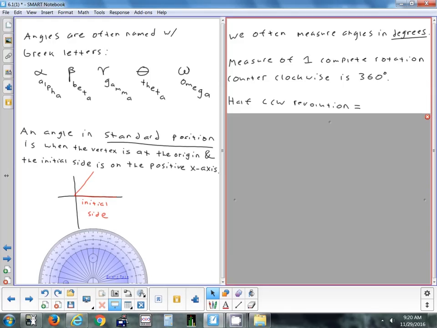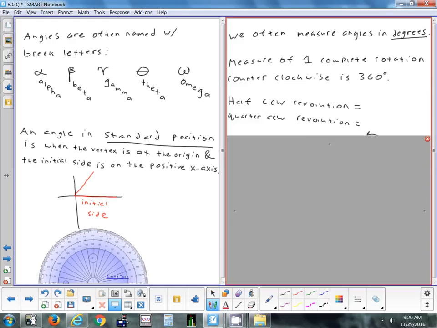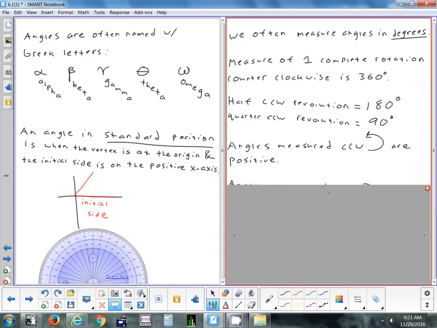Okay, so I already kind of did this, but if you went halfway counterclockwise, how many degrees would that be? 180. Okay, so that would be 180. And if you went a quarter revolution counterclockwise, how much is that? That was 90. So anytime you're going counterclockwise, those are your angles. They're positive numbers. So angles measured in the counterclockwise direction are positive.